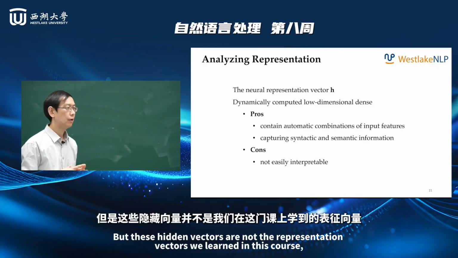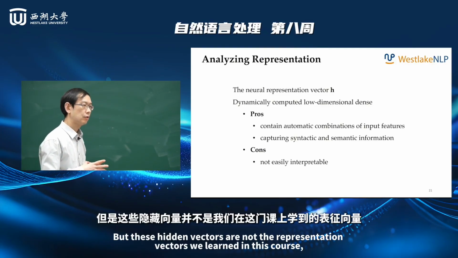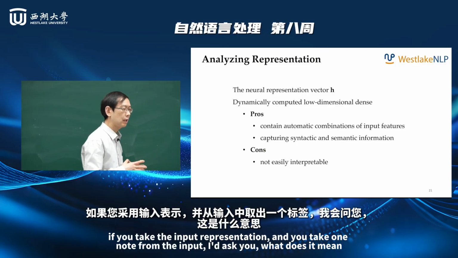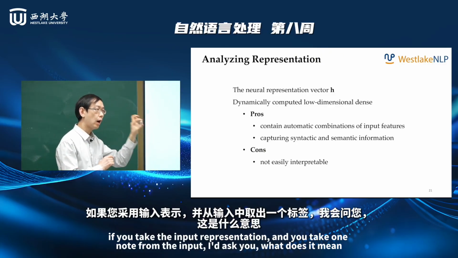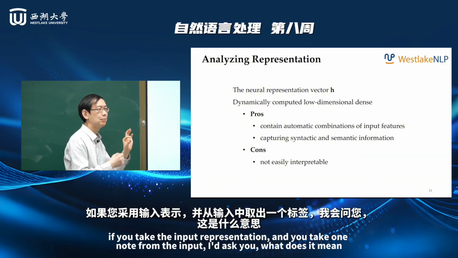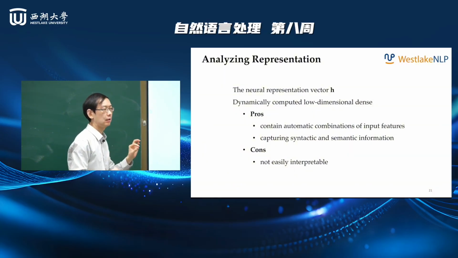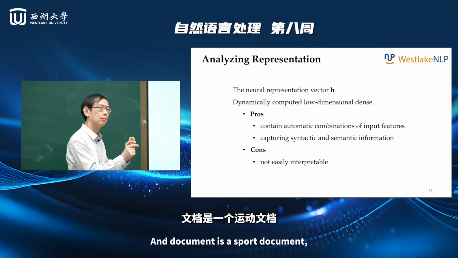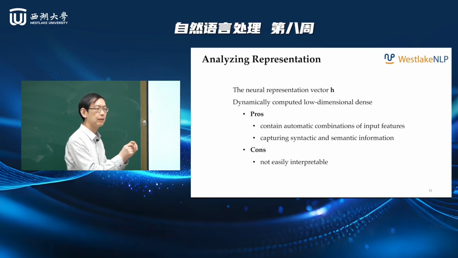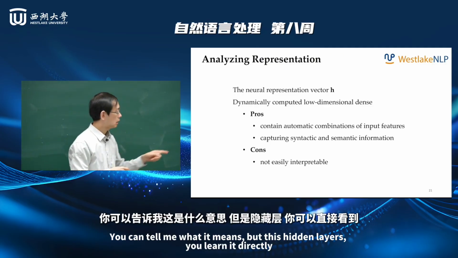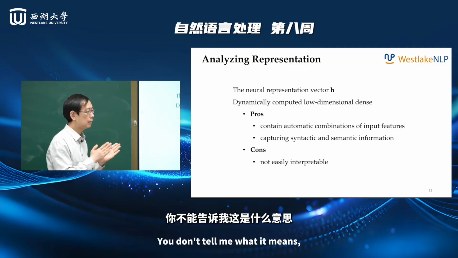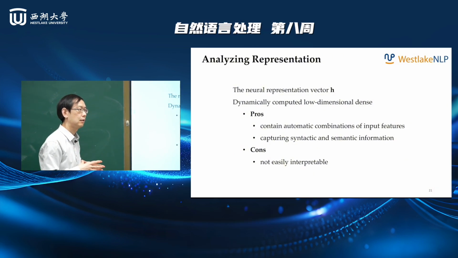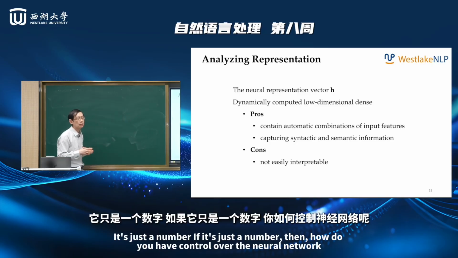But these hidden vectors are not the representation vectors we learned in this course, right? So if you take the input representation and you take one node from the input, I'd ask you, what does it mean? You can tell me what it means, right? It means there are 3 times the word go in the document, and the document is a sport document, right? You can tell me what it means. But these hidden layers, you learn them directly. You don't tell me what it means, right? It's just a number.